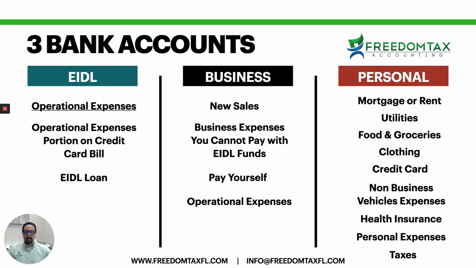Now, the second account is going to be your business account. Once again, if you're self-employed or an independent contractor, this can be just another checking account under your name. In this account is where you're going to deposit your new sales. So if you're still operating and making new sales, those will go to this business account. All the business expenses that you cannot pay with the idle account, you can pay with your business account. From the business account, you can also pay yourself.